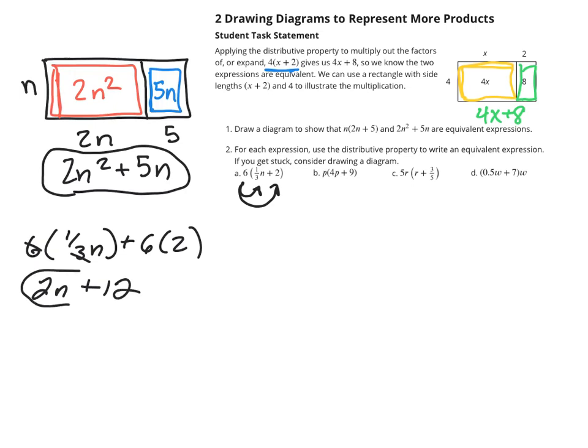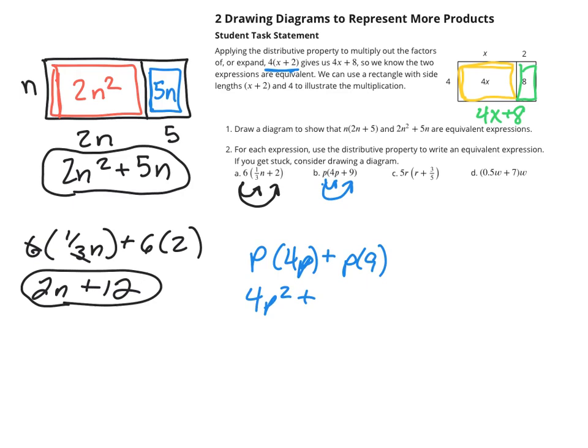And that's all you can do. Okay, distribute through. p times 4p plus p times 9. I have 4p squared plus 9p. I can't collect anything, so there we go.